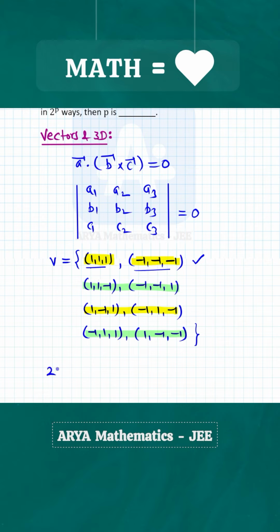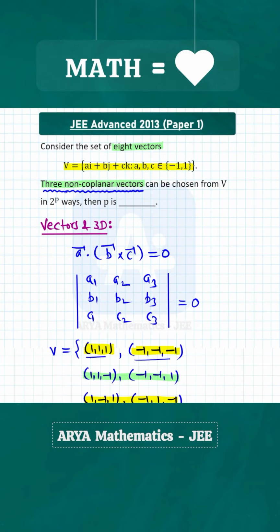So 2 raised to p is the number of ways of selecting three non-coplanar vectors. The total number of ways of selecting three vectors will be 8C3. And the number of ways of selecting three vectors such that they are coplanar will be 4C1 into 6C1. Now, after solving this equation, you will get the value of p as 5. And hence the correct answer for this problem is 5.